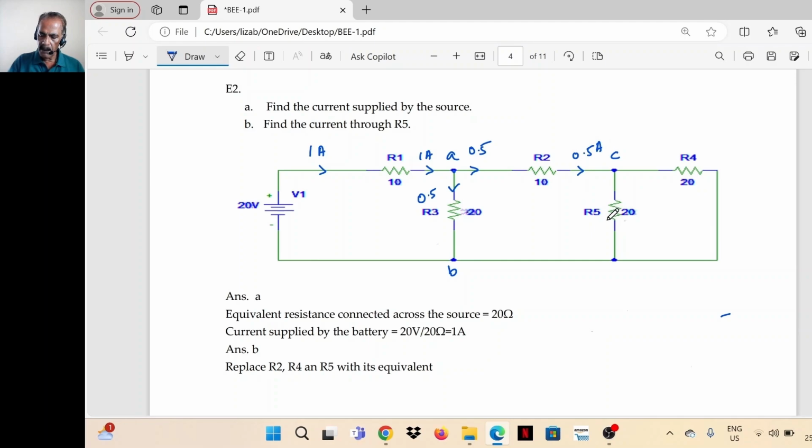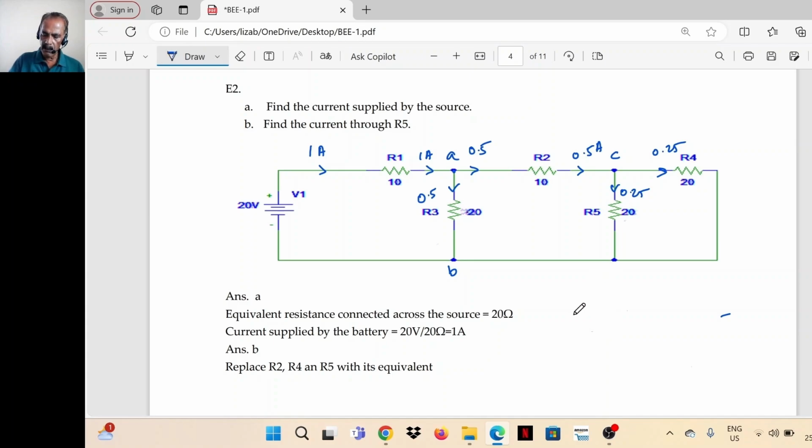It will divide between R4 and R5 again equally. We don't have to use current division formula because the resistors are equal. So when they are equal, it will divide equally. That is 0.5. This current will be 0.25. This also will be 0.25. If you want to check it using the current division formula, you can check.